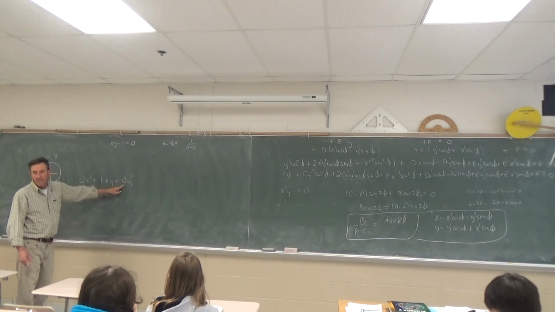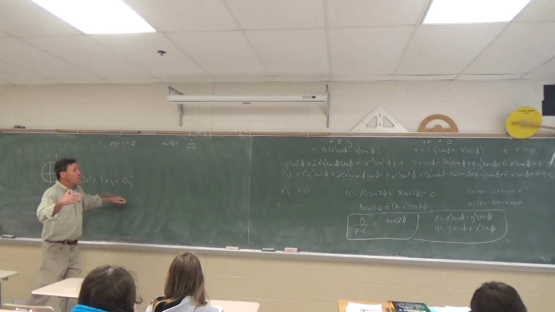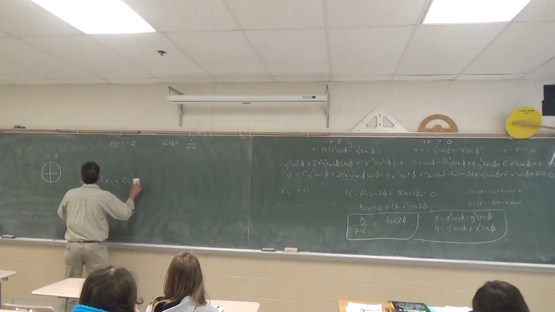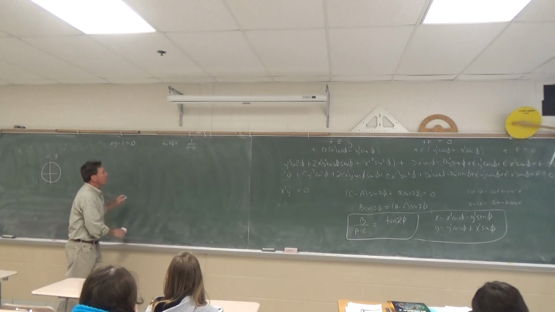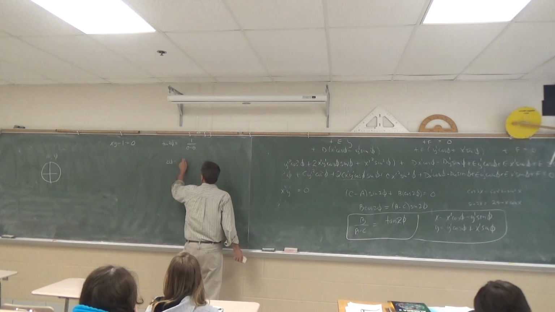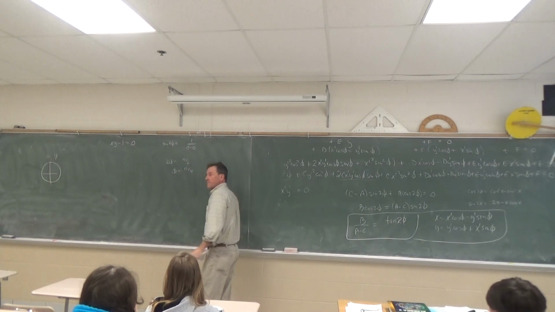A, B, C. Oh, so A is X. No, A is the coefficient of x squared, just like it was every time we do it. Okay, so tangent's undefined at pi over 2. So 2 phi must be pi over 2. So that means phi is pi over 4.